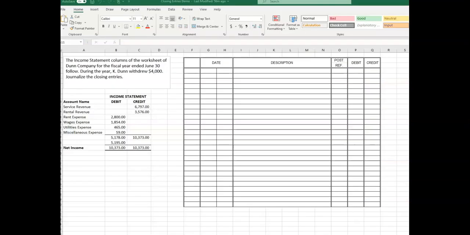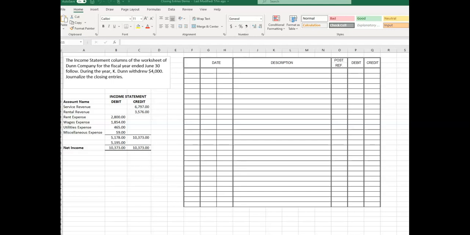So at this point, I want to practice actually going through the process of closing some accounts. I think that will better illustrate for you what's happening. So if you could make sure you have the spreadsheet closing entries demo open, we're going to do one together and then you will do one on your own.